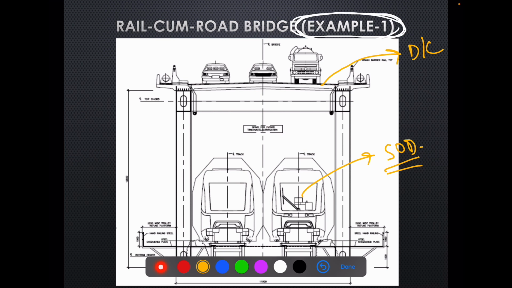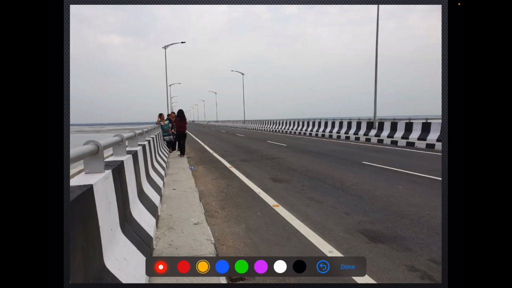So let's move ahead and see example one, which is an example of a welded rail cum road bridge. If we see the top, I mean the road deck of a rail cum road bridge, it looks something like this, very normal. So here, this is the carriageway, this is the footpath, this is the curb, and there is a small railing and light posts, etc. So this is the top of the deck.